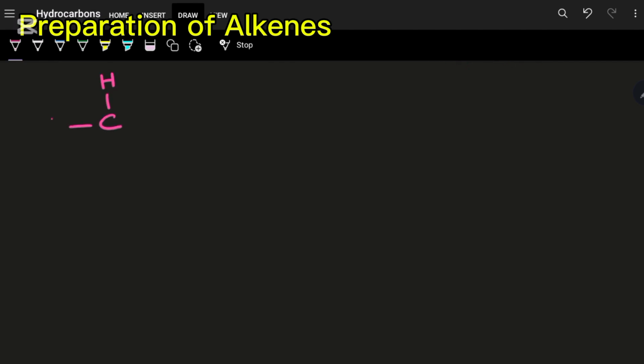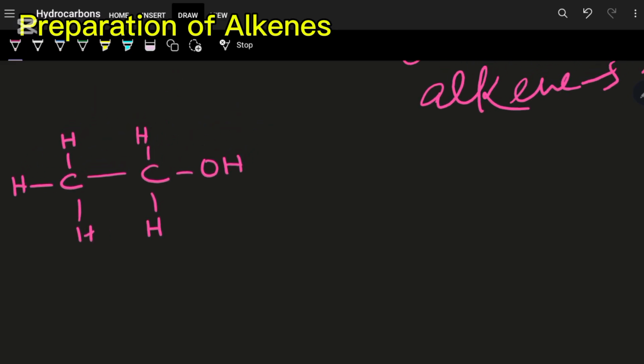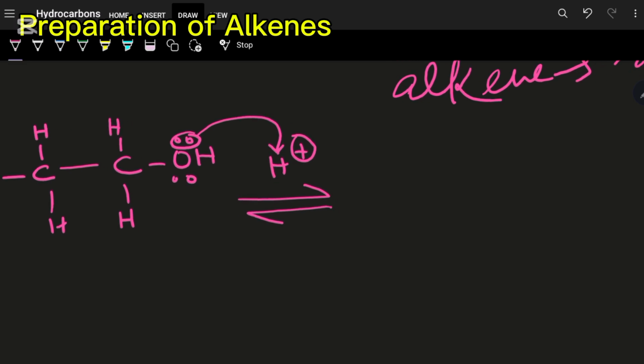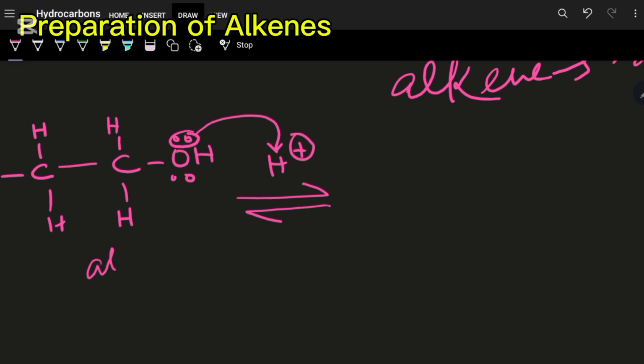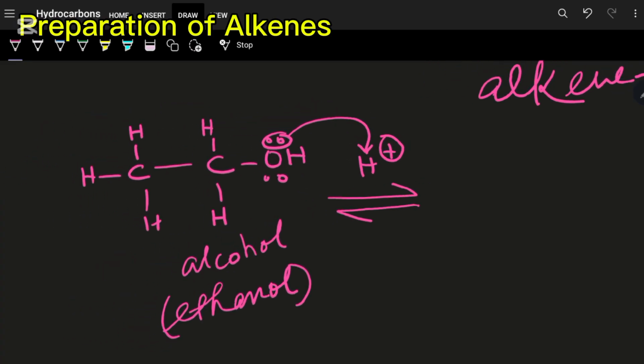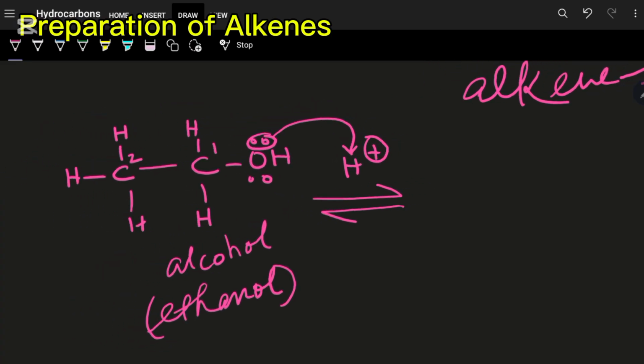This is CH3, CH2, this is CH2OH. So here there is OH, here there is another H. Here again, if I use H plus, why H plus? Because I have concentrated H2SO4. The lone pair on oxygen abstracts H plus and forms a protonated alcohol, because this is an alcohol. And what is the name of the alcohol? Here it is ethanol, because in order to form an alkene, you need a minimum of 2 carbon atoms.